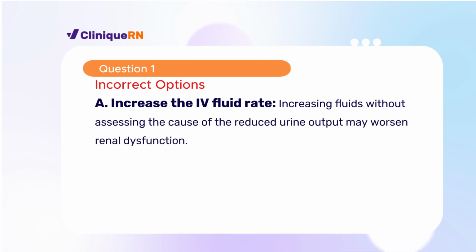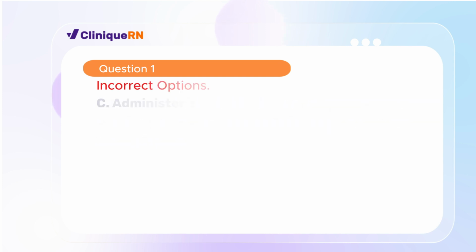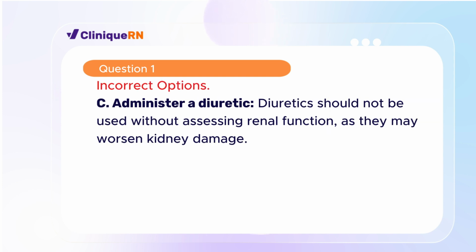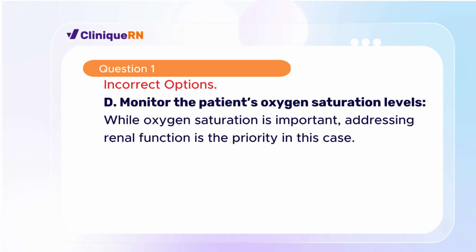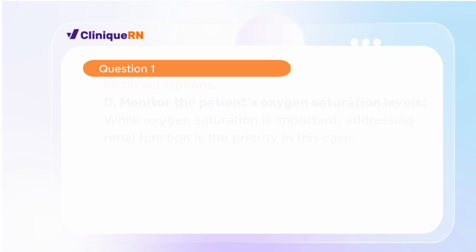Rationale for incorrect answers. A. Increase the IV fluid rate. Increasing fluids without assessing the cause of the reduced urine output may worsen renal dysfunction. C. Administer a diuretic. Diuretics should not be used without assessing renal function, as they may worsen kidney damage. D. Monitor the patient's oxygen saturation levels. While oxygen saturation is important, addressing renal function is the priority in this case.